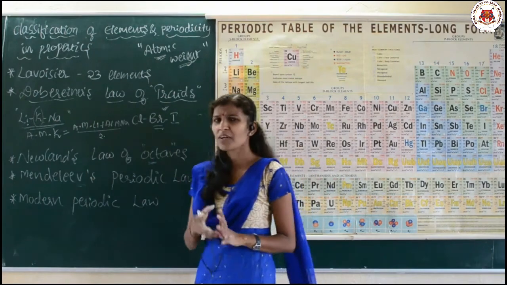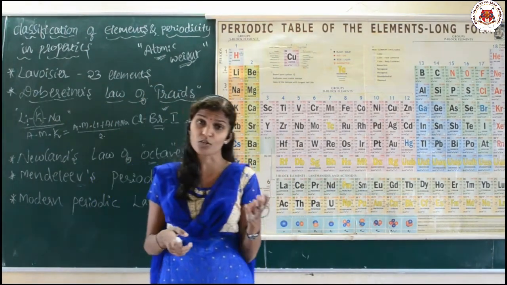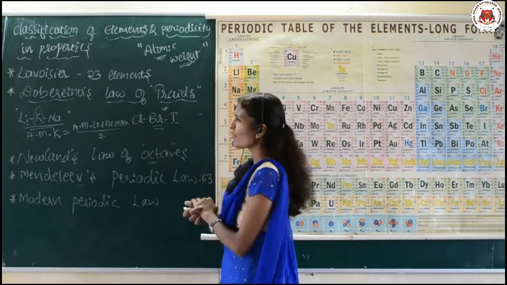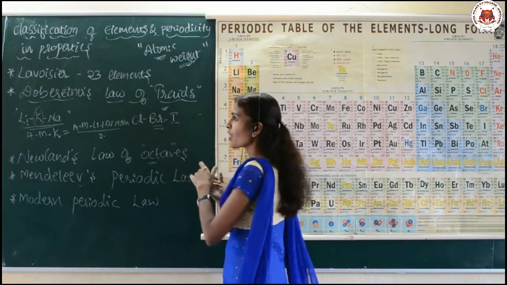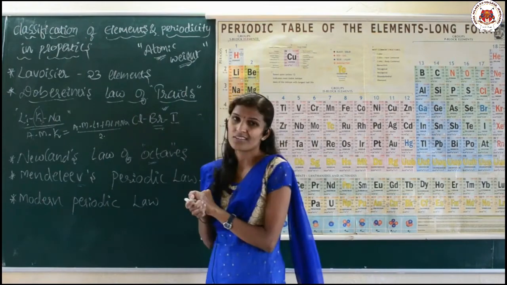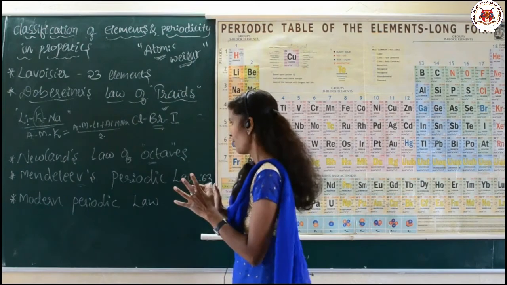So see, here elements have different properties. When the elements combine with each other, a huge number of compounds are formed. So basically we need to study the elements in a systematic way. That's why the periodic table is constructed. In order to study the elements in a systematic way, the periodic table is constructed.